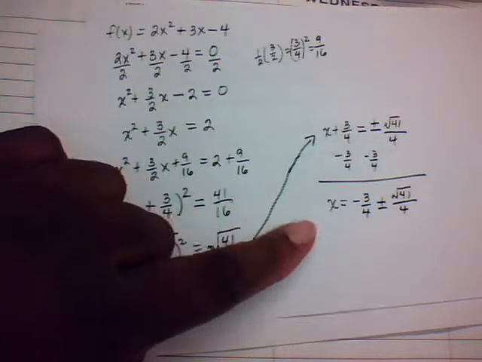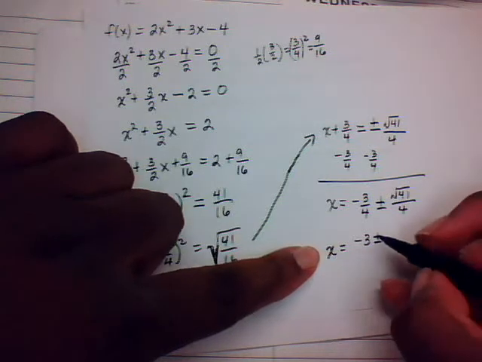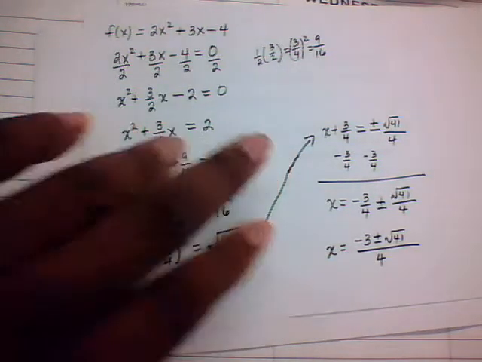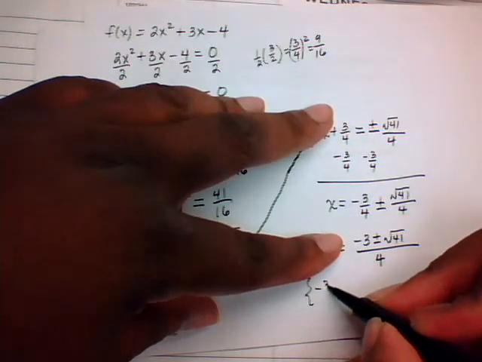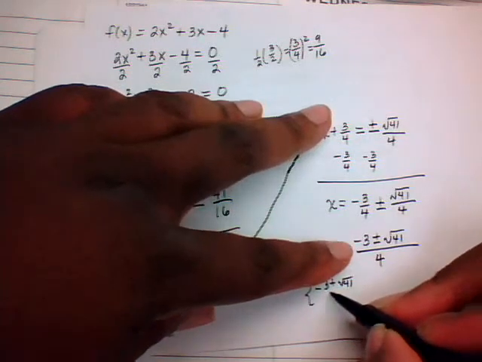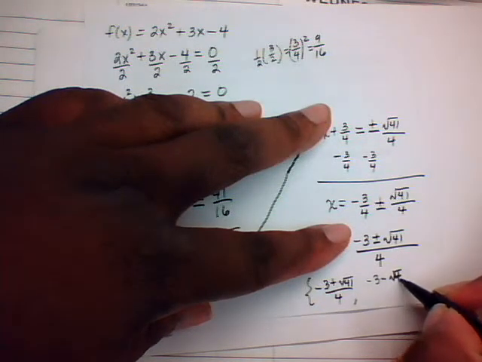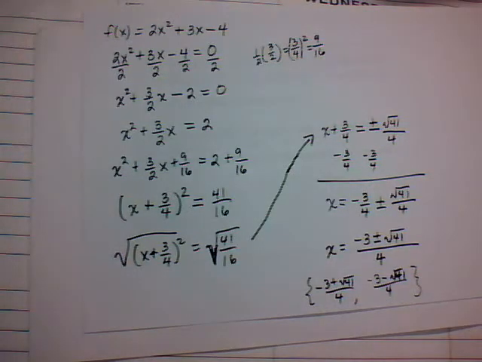Now in this case here, the denominators are the same. I can just write that whole thing over 4. So we have negative 3 plus or minus the square root of 41. The whole thing will be over 4. And that would be your final answer. One answer could be negative 3 plus square root of 41 over 4. The other one could be negative 3 minus the square root of 41 over 4. Okay. So this is how you will complete the square when dealing with quadratic equations.